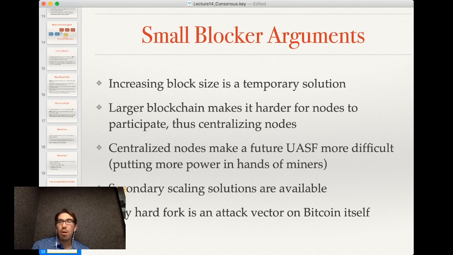Secondary scaling solutions are already available. So there is Lightning Network and Liquid and all of these other ways to scale without modifying Bitcoin itself. And if you do a hard fork on Bitcoin, which you would need to do in order to directly increase the size of blocks, this is a potential attack vector, right? This is different than the way Bitcoin has worked in the past, which means that there are some things that we're not going to know on how it could work. There could be problems that we don't realize.